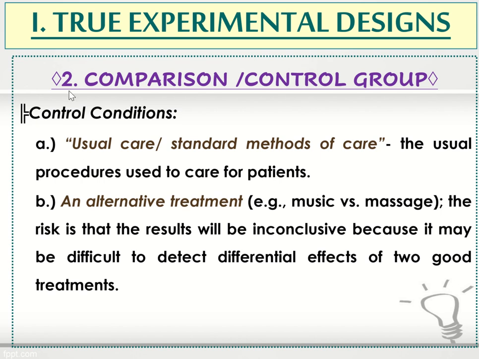Among the possibilities for the control condition are the following. First, you have the usual care or the standard methods of care. So this is the usual procedures used to care for patients. Okay? So again, ito pinag-uusapan natin ay yung mga control conditions na pwede nating ibigay to the control group. So, usual care or standard methods of care, ito yung mga usual na ginagawa natin sa ating mga pasyente. So, pwede natin yung ibigay to our control group.